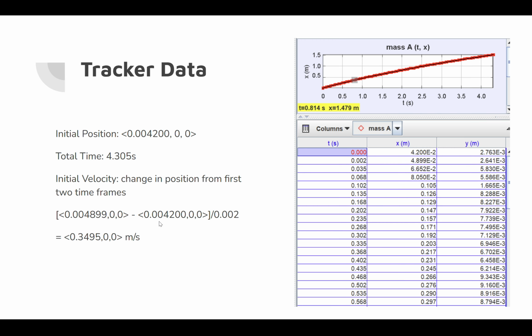So this is our Tracker data basically, and the graph shows an almost linear line, but it's not perfectly linear, of course, because of human error, but we'll revisit that later. And we just want to compare that to the theoretical model we make with GlowScript. So our Tracker data says our initial position is this, and the total time it took for this entire experiment is 4.3 seconds, and we'll get the initial velocity from the change in position over the first two frames. And then we get this as our initial velocity, and we need to input this into our velocity update formula later.